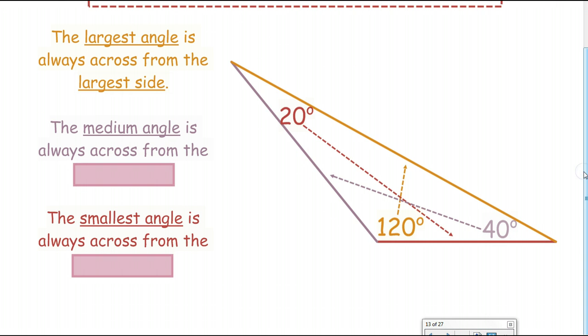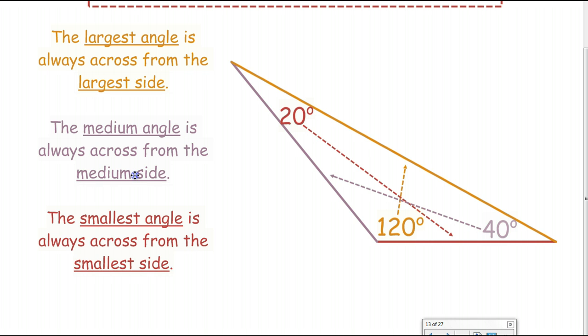Largest angle, largest side. Medium angle, guess what? Medium side. Smallest angle, smallest side. Oh my God, you're so silly. So the bigger the angle, the bigger the side. But we're not looking at sides that are next to, we're looking at across. So across is a very important word. Across, across, across.